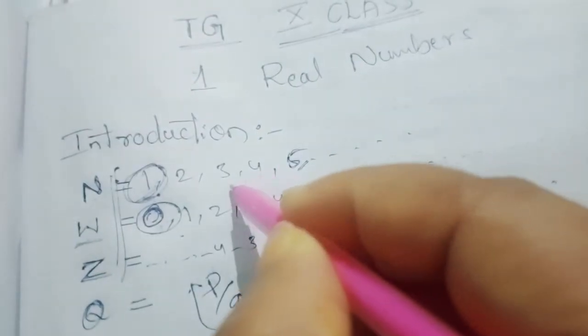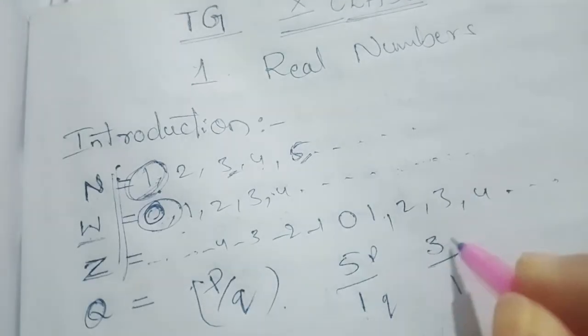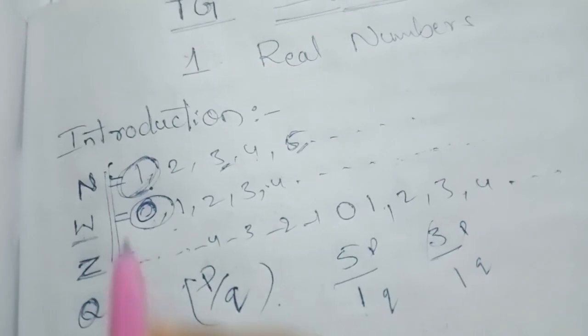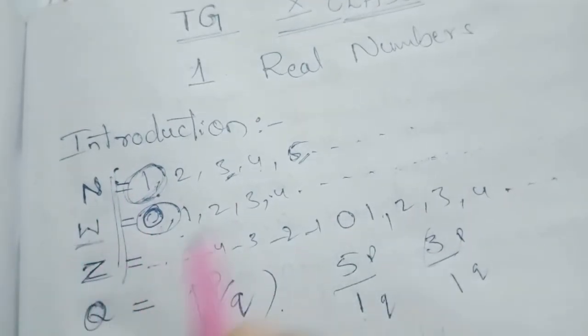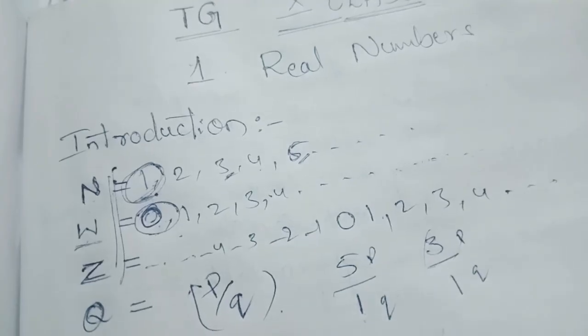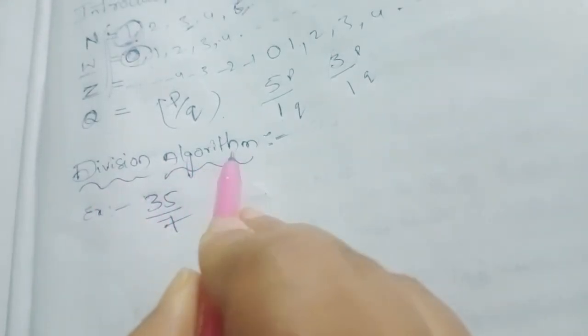Another example, we can take 3. 3 means 3 by 1. So this is p and this is q, and this is the form of p by q. So all natural numbers, all whole numbers and all integers are also in rational numbers. Understood clearly? Next we will discuss the division algorithm.